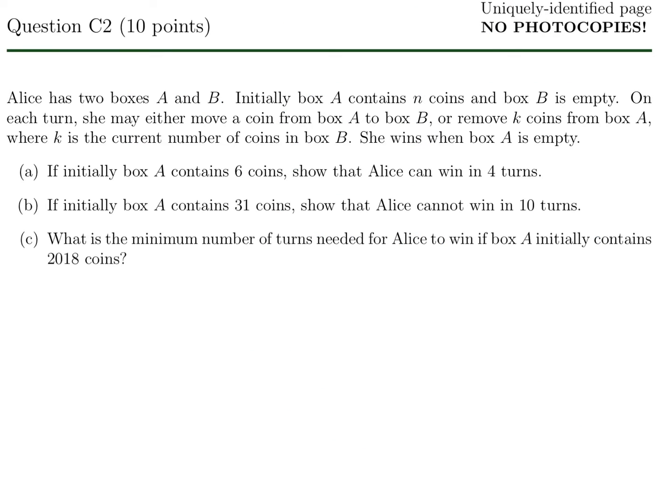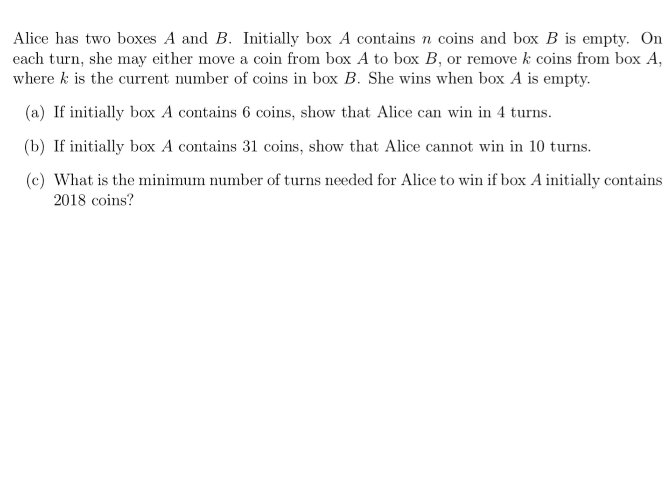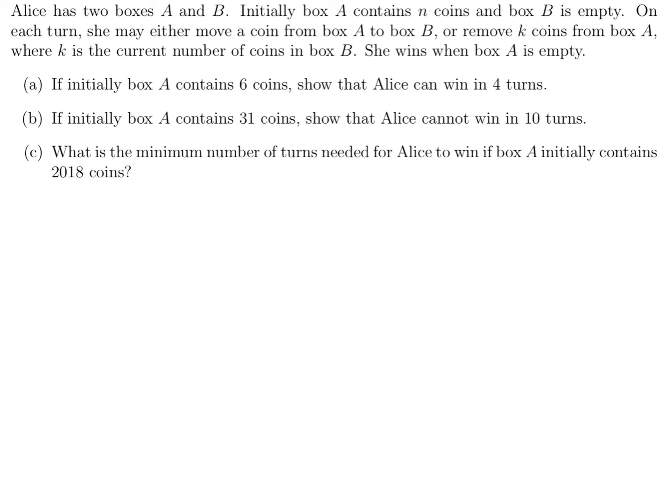Alice has two boxes, A and B. Initially, box A contains n coins and box B is empty. On each turn, she may either move a coin from box A to box B or remove k coins from box A, where k is the current number of coins in box B. She wins when box A is empty. If initially box A contains 6 coins, show that Alice can win in 4 turns.